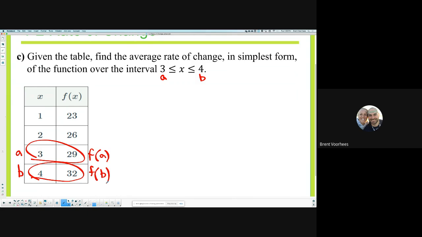So what's the average rate of change formula again? Change in y over change in x. Now here's the deal. It actually doesn't matter which order you go in as long as you stay consistent. Meaning, you could do A first, B second, but if you did that, you would need to do f of A first, f of B second. I still like doing B minus A because then you have a positive number in the denominator. So I'm going to do B minus A. 4 minus 3. Now if I do 4 minus 3, I have to do which one? 29 minus 32 or 32 minus 29? 32 minus 29. You have to go in the same order.